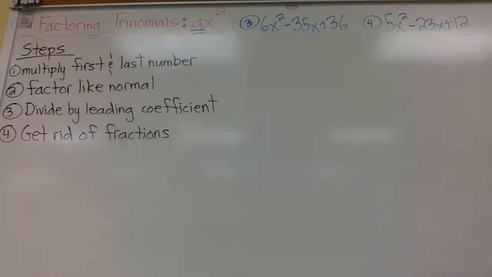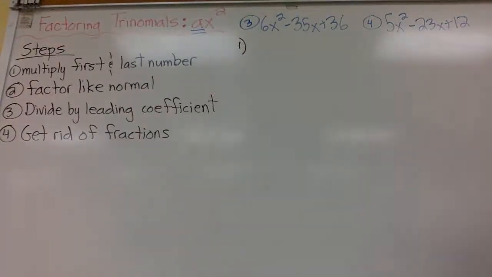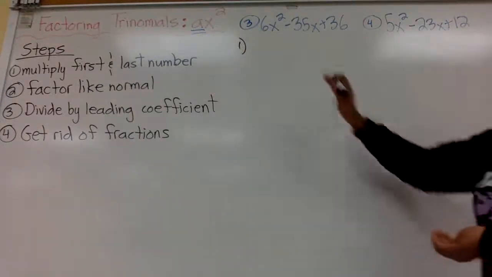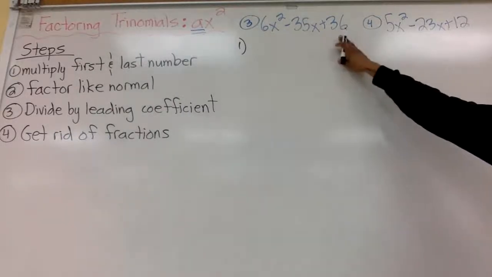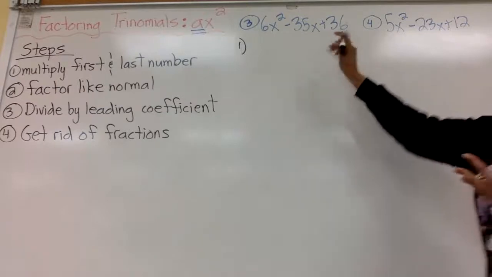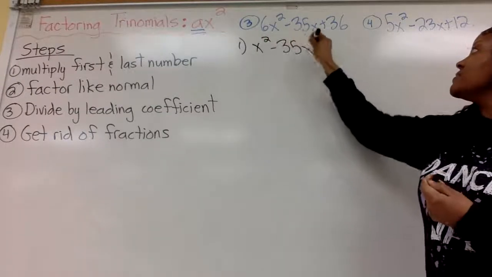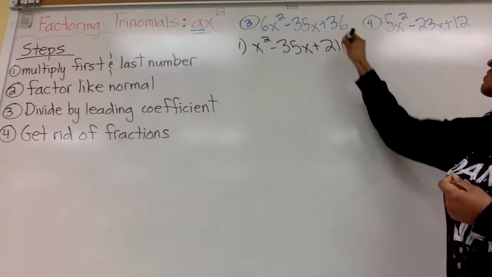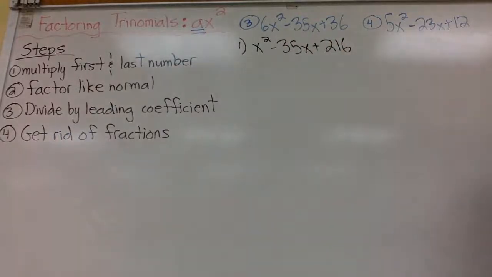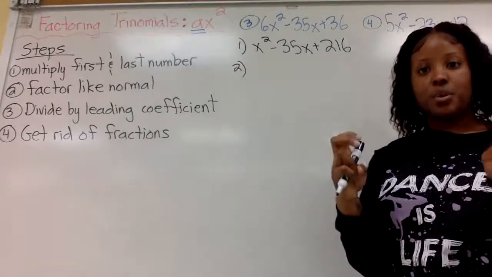All right, step 1. Step 1 says multiply the first and the last number. So we're going to do 6 times 36. Absolutely, numbers a little bigger. You can use a calculator. You should get x squared minus 35x plus 216. So if we need to use a calculator, there's no problem with that. We multiply the first and the last number. Step 2, factor like normal.